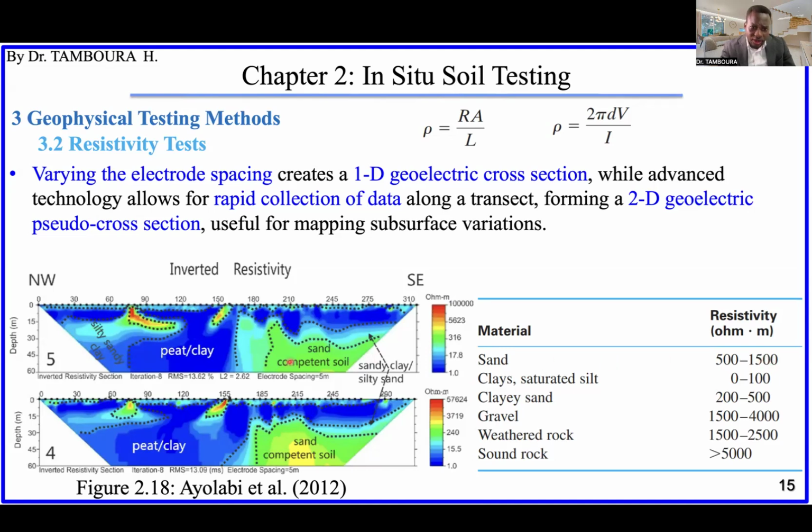So let's check this here. We have here sand, and if we check here, maybe the green one is sand. See, between here is 300. Maybe just above that is this interval. Clay, sand, gravel, weathered rock, sand rock. These are just typical values of resistivity of soil material.